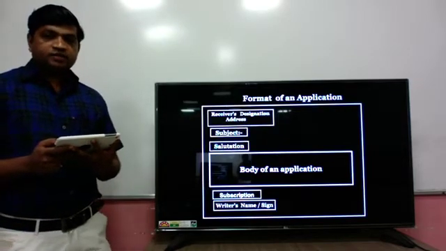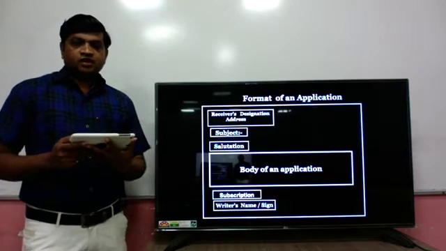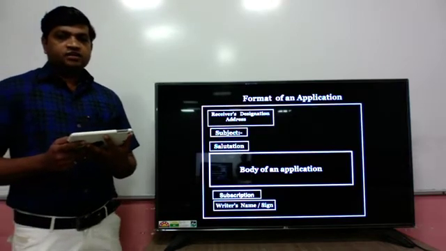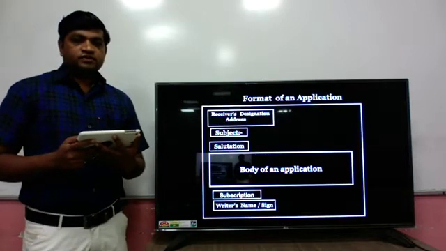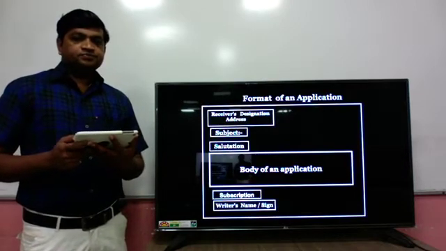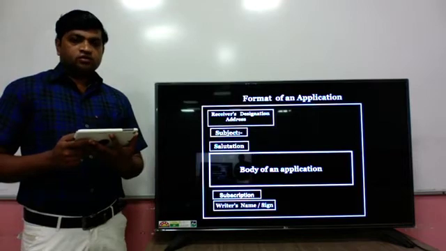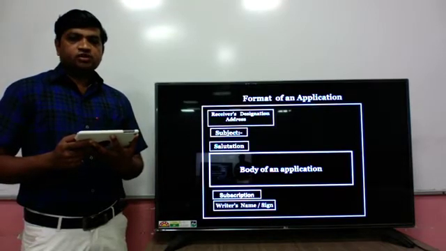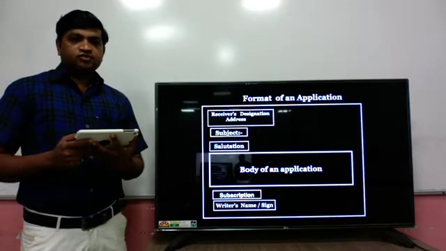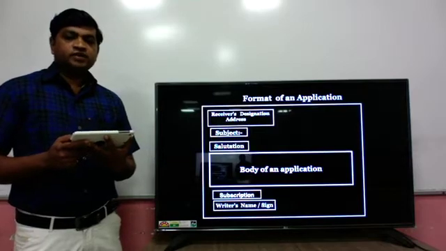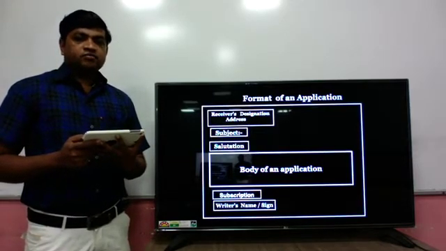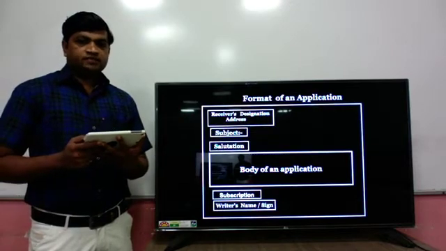So format of an application, at first, receiver's designation and address. Suppose you are writing an application to your principal, so you have to write here the principal, your school name and then place. Suppose you are writing an application to any editor of a newspaper, any bank manager or any higher authorities, so you have to mention the person's designation and the name of the organization and then place.